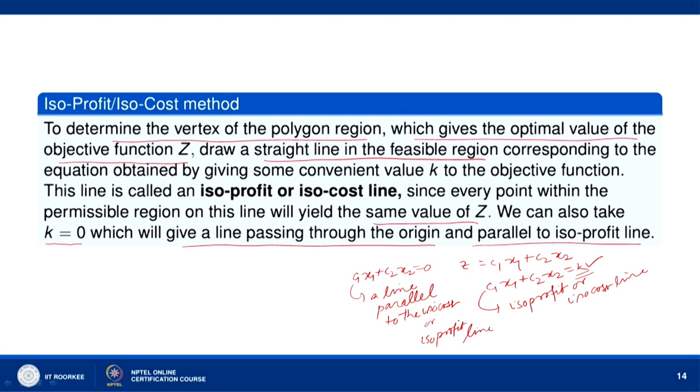Because the isocost or isoprofit line is the one which is drawn in the feasible region, having the value k. It is C1x1 + C2x2 = k. So, if you draw the line C1x1 + C2x2 = 0, then this line has the same slope as the isoprofit line. So, they are parallel. This line passes through the origin and is parallel to the isoprofit or isocost line.